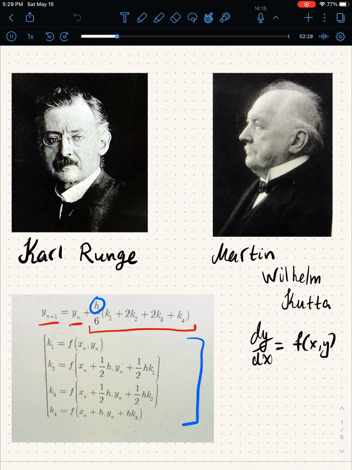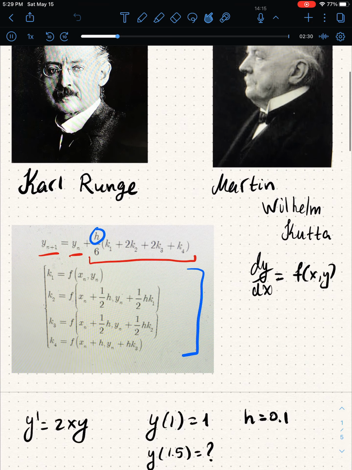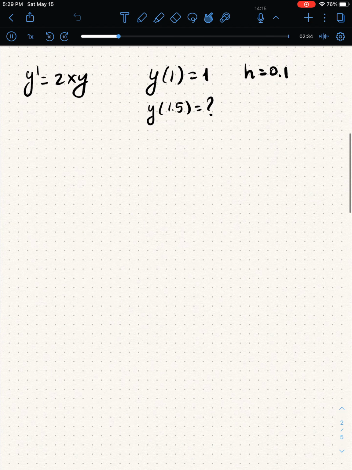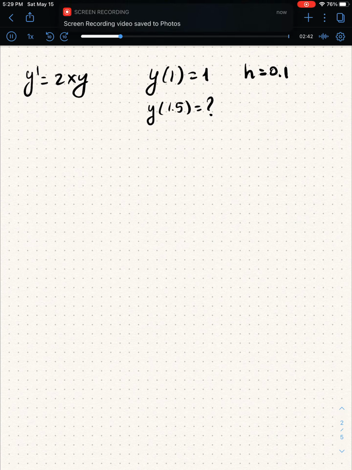Now, without further ado, let's try to do an example. Remember how Euler's method was pretty fast? Well, fast is relatively speaking. It was pretty fast for us to find the next values of y. You'll see how lengthy it can be for the Runge-Kutta method.